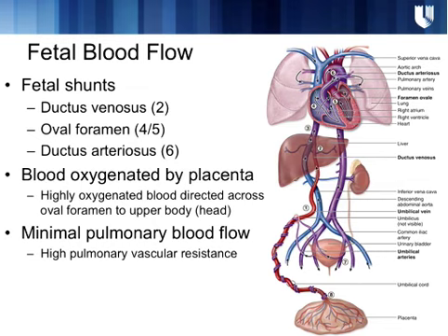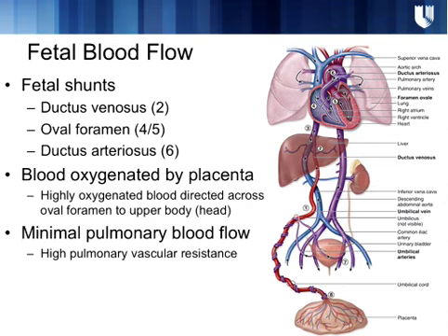And as that highly oxygenated blood enters the right atrium to mix with the deoxygenated blood from the body, it is directed across the oval foramen into the left atrium to bring higher oxygenated blood to the baby's head and upper extremities through the aorta. And the deoxygenated blood coming from the superior vena cava enters the right ventricle and exits through the pulmonary artery and is more directed from the ductus arteriosus to the lower body.